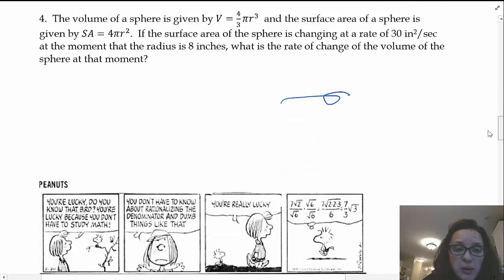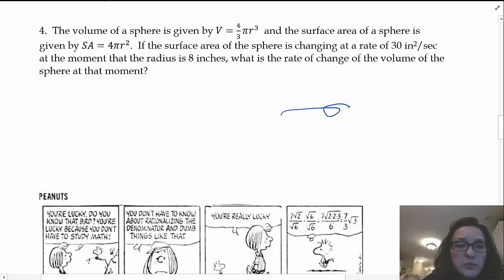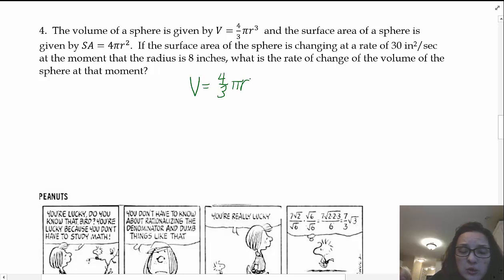I am going to jump to question number 4. In question number 4 here, it says the volume of a sphere is given by V equals 4/3 pi r cubed, and S equals 4 pi r squared.